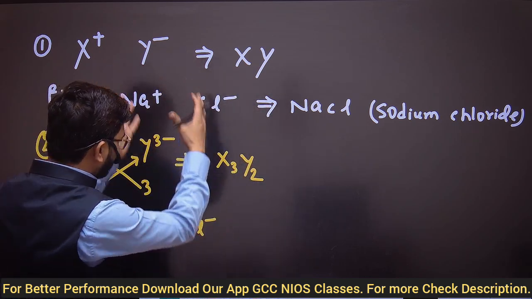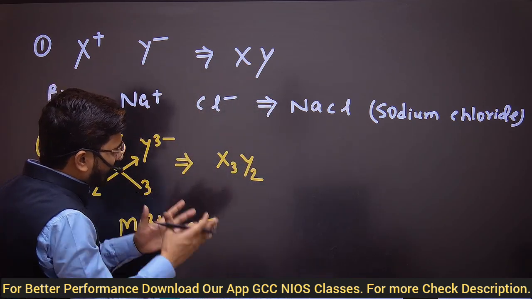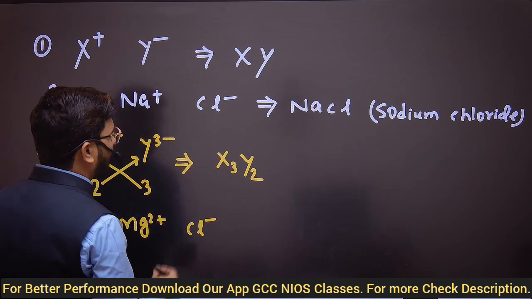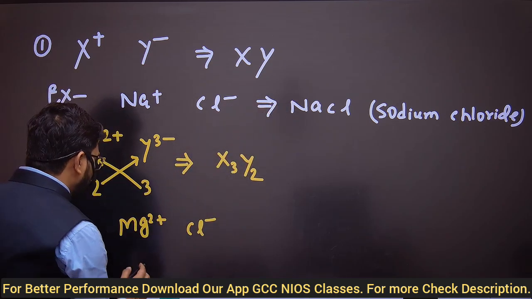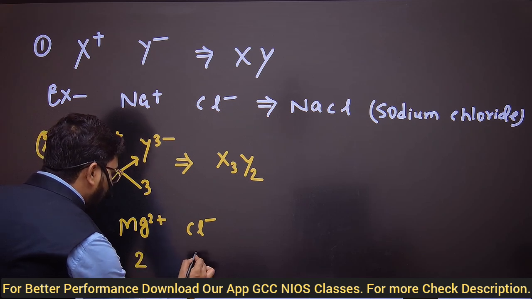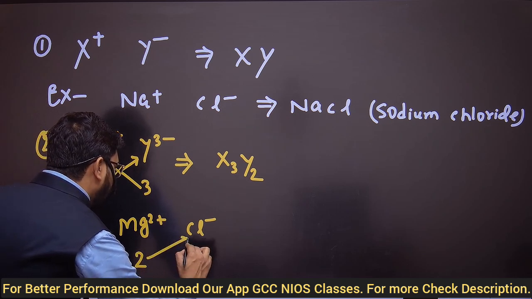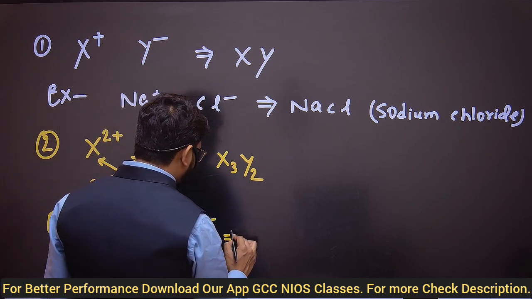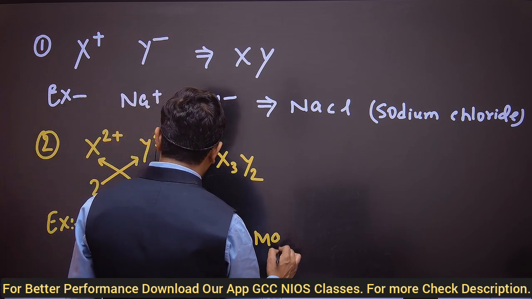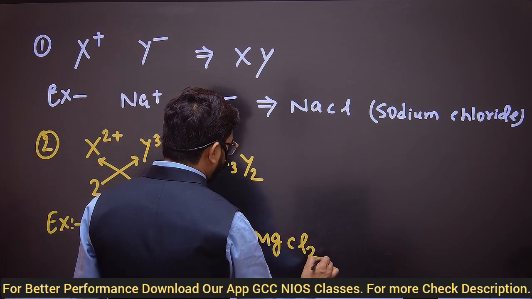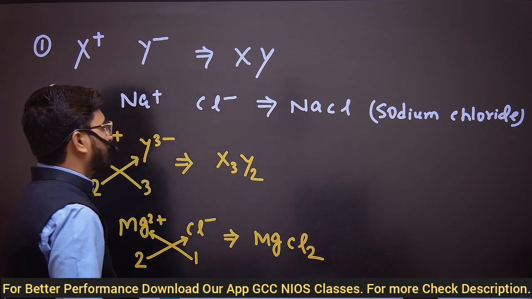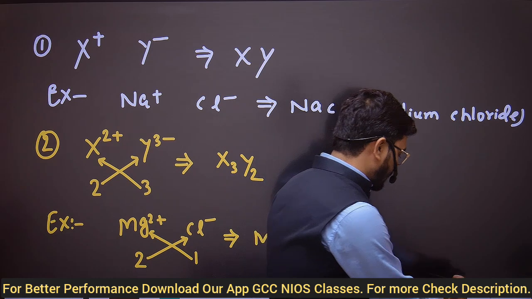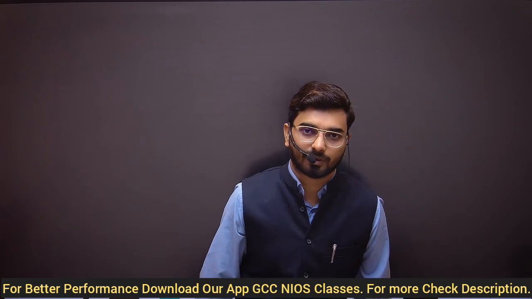So you should know the proper positive ions and negative ions, and that will help you make all the molecular formulas. So in this case, here's the 2, here's 1. This 2 will go with chlorine and this 1 will go with magnesium, and it will form MgCl2. It's very simple, right? So now let's practice some molecular formulas.